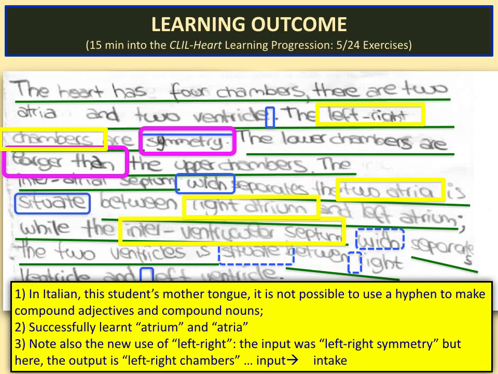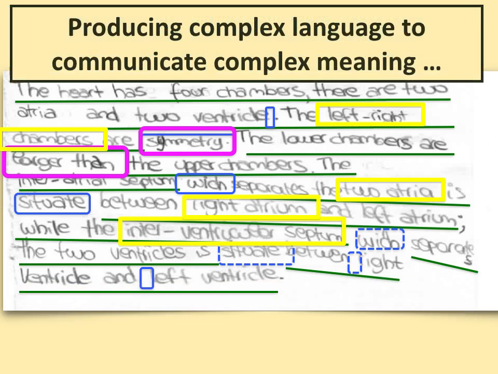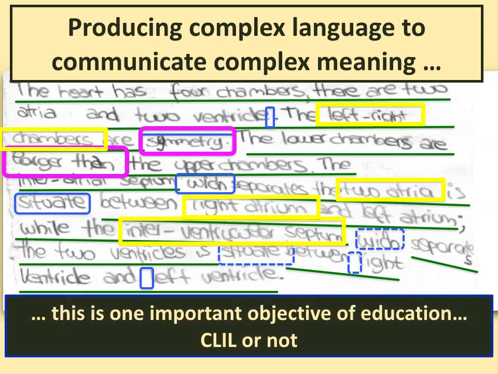Number 3. Note also the new use of left-right. If you recall, in the input, it was left-right symmetry, while here she used this left-right hyphenated adjective to say left-right chambers. This shows that language input became language intake. So this shows that she was able to produce complex language to communicate complex meaning about complex content. This is an important objective for content education as well as language learning, whether we're talking about CLIL or not.